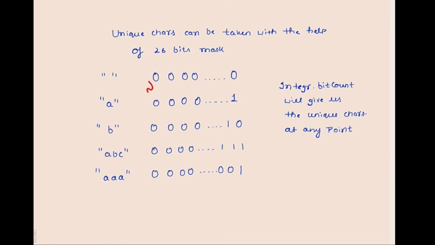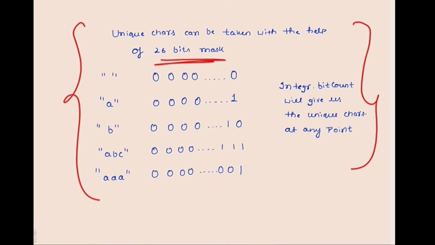Okay, so if we have 26 bits, and we are setting each bit based on the character that it corresponds to, then the total number of set bits in this bit mask will give us the unique characters in that string. Okay, so this is how we are making our code a little bit simplified with the help of this 26-bit mask.